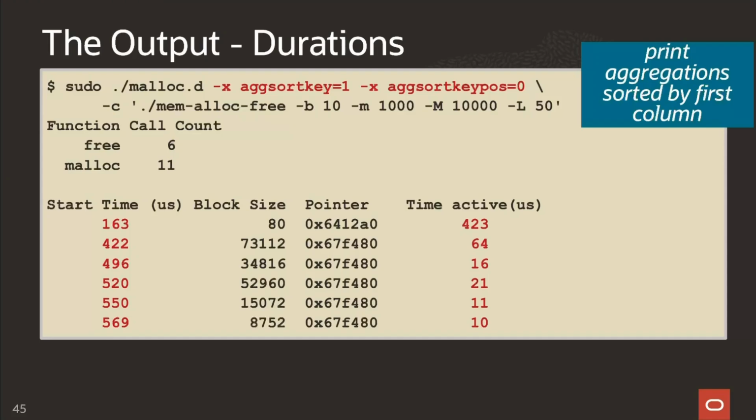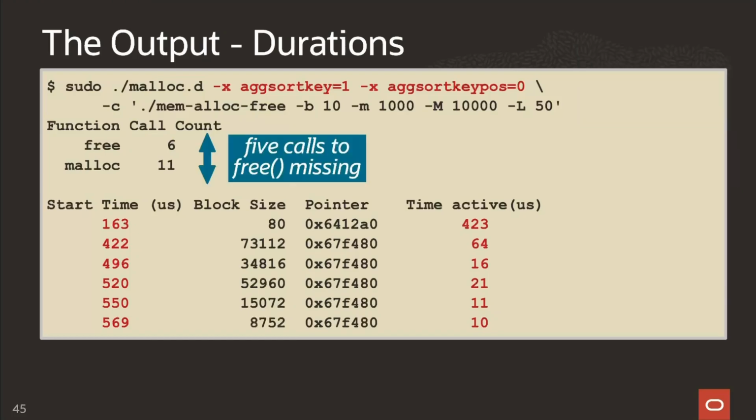The program is going to allocate 10 blocks, that's B10, and it's going to range in size from 1000 to 10,000. These are 64-bit integers, so the number of bytes allocated ranges from 8,000 to 80,000. With -L50, we're going to introduce 50% memory leaks, so 50% of the allocations are not freed.